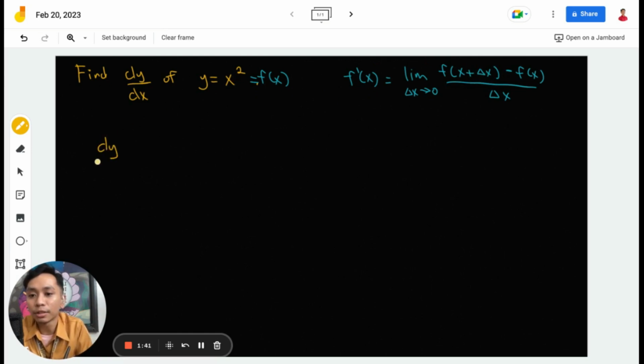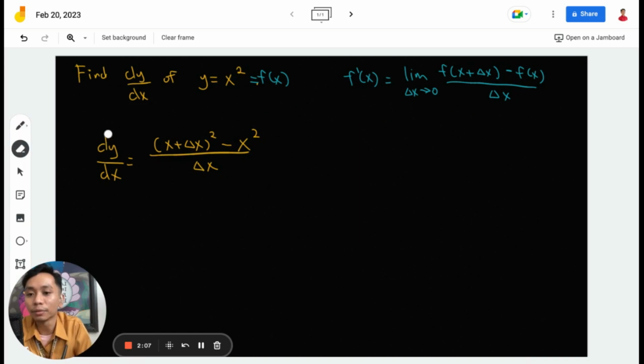Let's use the same notation. dy over dx is equal to f of x plus delta x, which would be this thing squared. Kasi papalitan lang natin yung x nito. So lalagyan natin sa numerator is x plus delta x squared and then subtracted by f of x, which is the entire thing, divided by delta x as it is. Of course, huwag natin kalimutan, we're still applying the limit operator, so hindi natin dapat iwanan yun. So this is the limit operator.